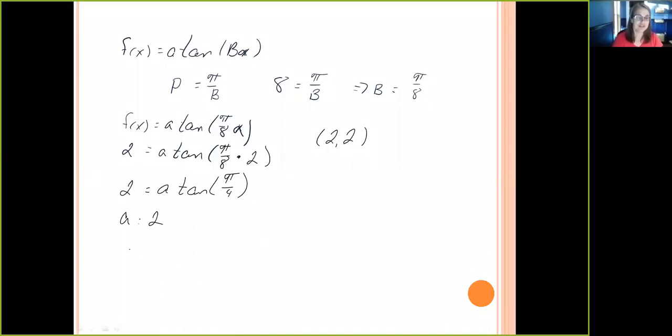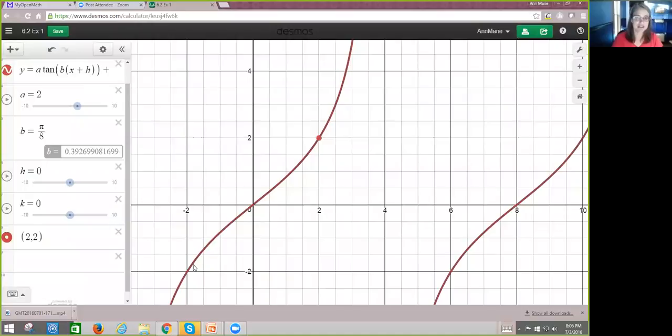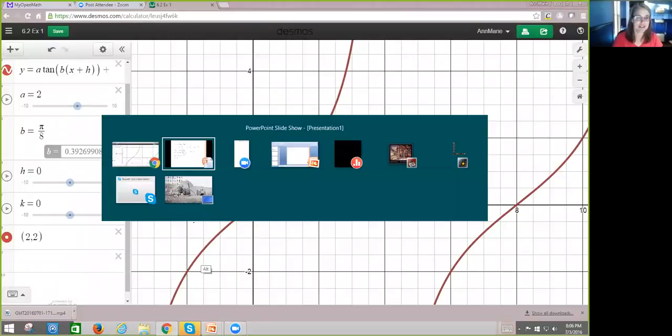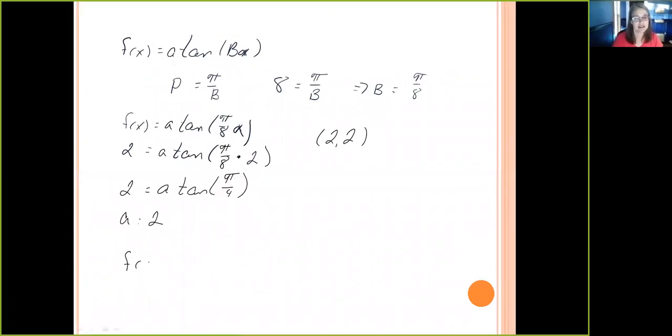So the function that describes this graph is f of x equals 2 tangent of pi over 8, and we'll make those alphas, not x's. Alpha. There we go. That wasn't so bad, was it? Okay, you can do this.